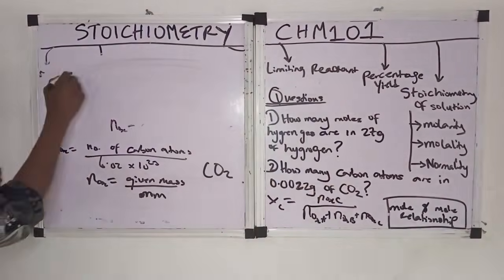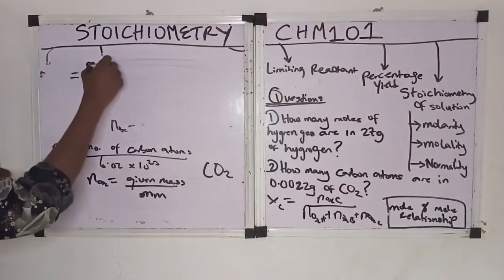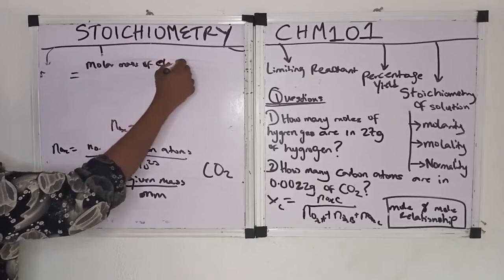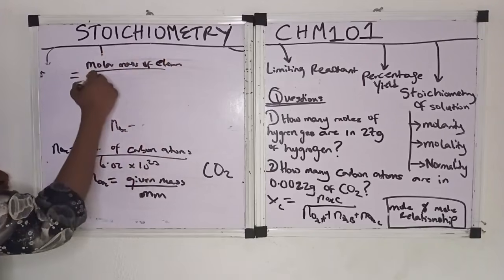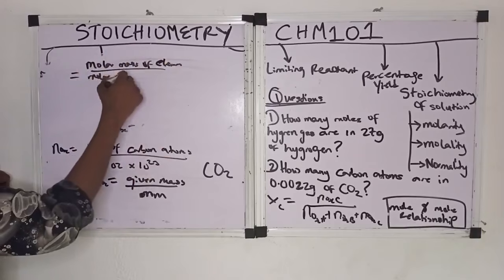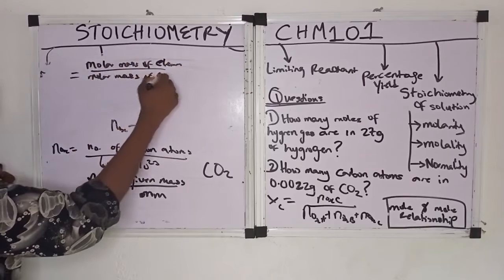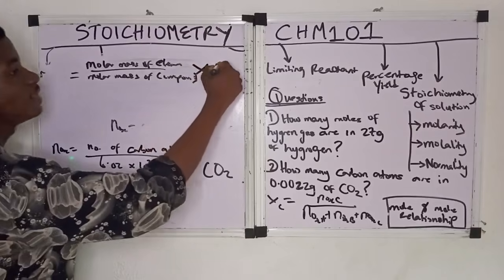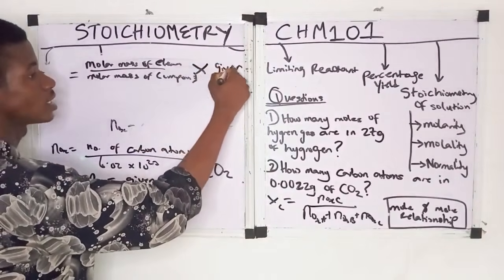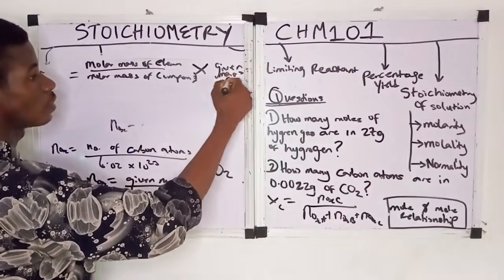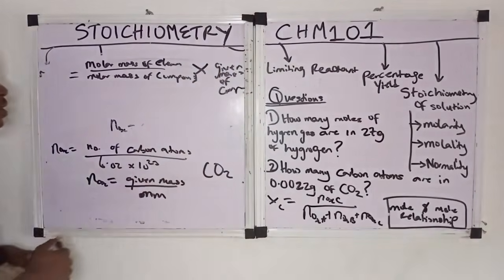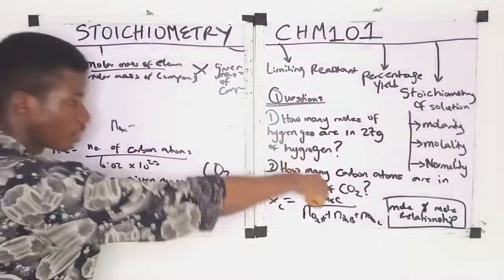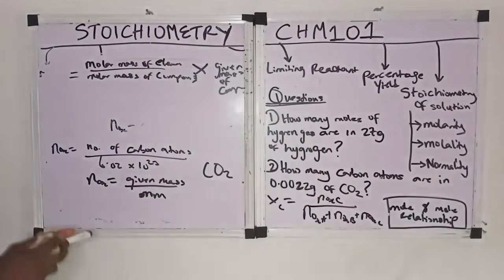The molar mass of the element, divided by the molecular mass or molar mass of the compound, then times the given mass of compound. So we can use this formula to get the mass of carbon inside carbon dioxide, which is very easy.